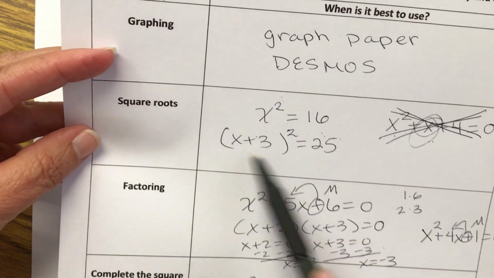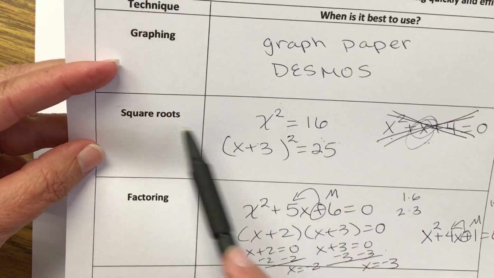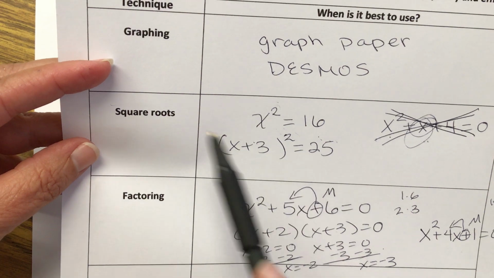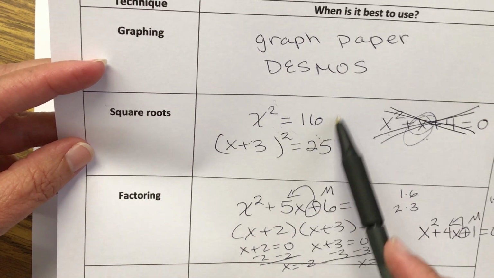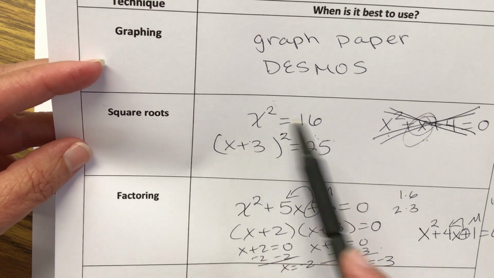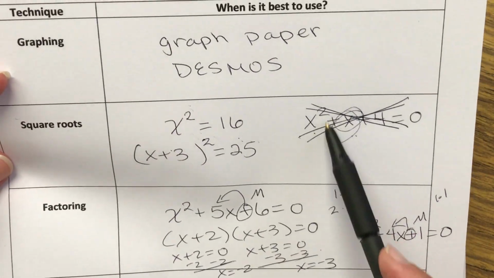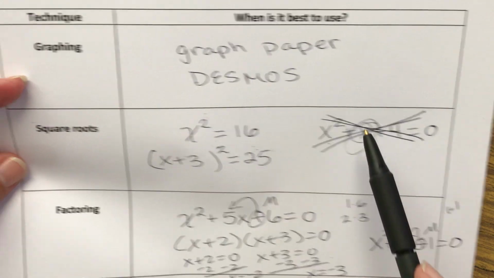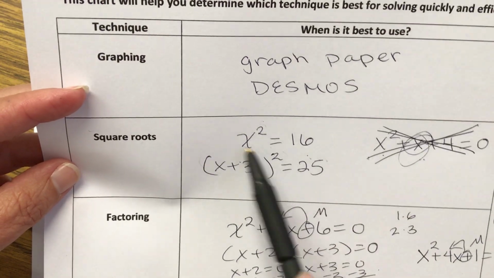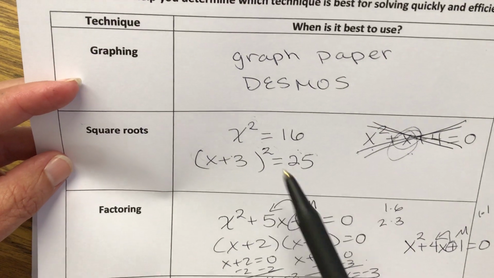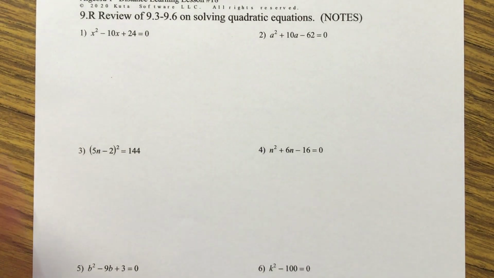So I'm going to try to locate all of the questions that square roots would work best. Remember, square roots is when it's just a squared term and some constant. A squared term and a constant. You don't have a plain x to the power of 1. You only have a squared term. Here's a squared term or a squared term and a constant. So I'm going to look through our notes and see how many that technique would work best for.